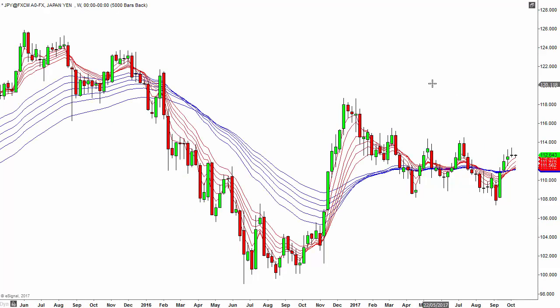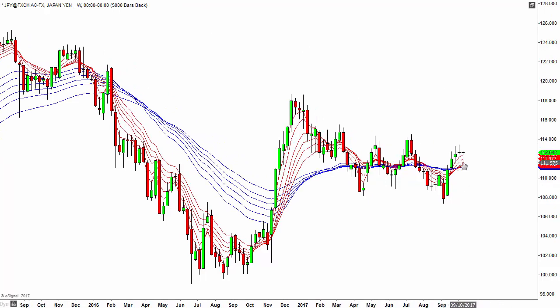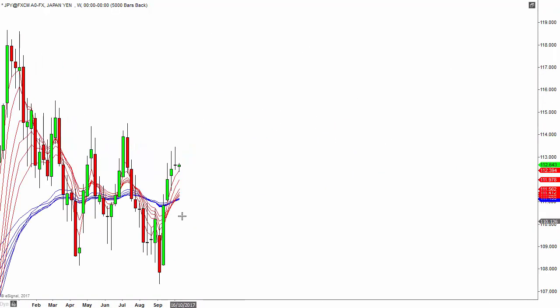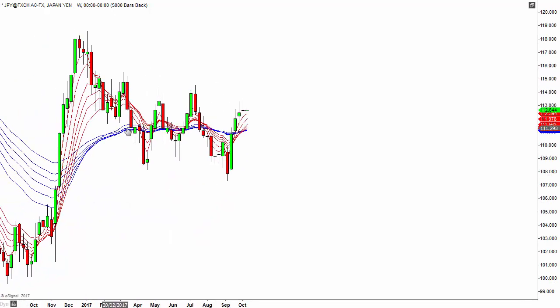So on the weekly charts, we can see that the reds are in the process of crossing the blues right now. Now the blues are very tight here on the weekly charts, and this is an important factor because sometimes they will get very tight, and that is just a reflection of when a market has basically been chopping sideways.